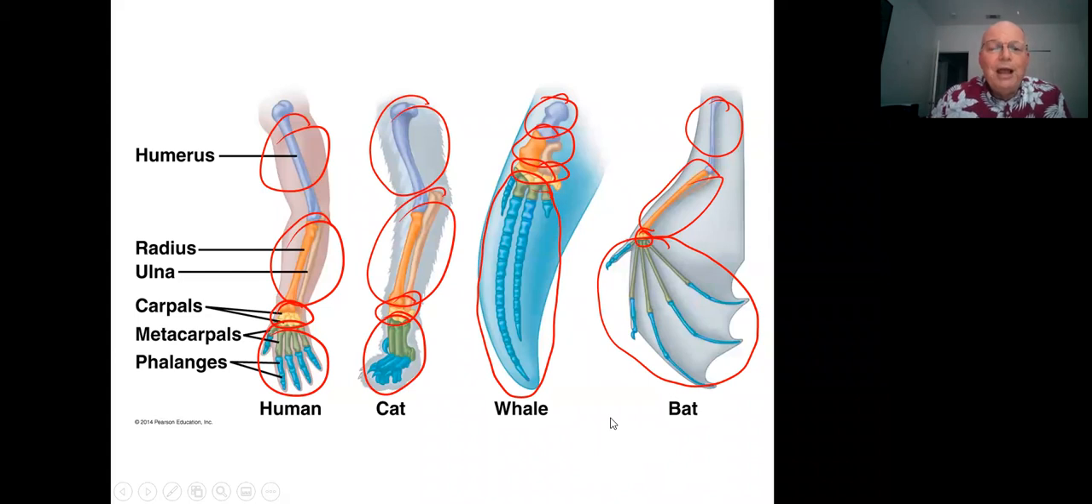But they are tinkered, modified structures that are descended from a common limb structure that had one big bone, two big bones, a cluster of little bones, and some digits. And when we talk about the origin of terrestrial tetrapods and terrestrial animals towards the very end of the semester, we'll come back and revisit this idea, because there's another story to tell there.